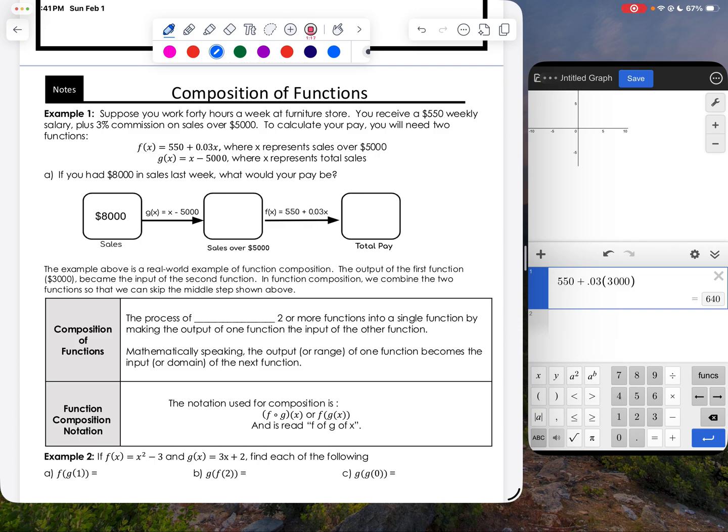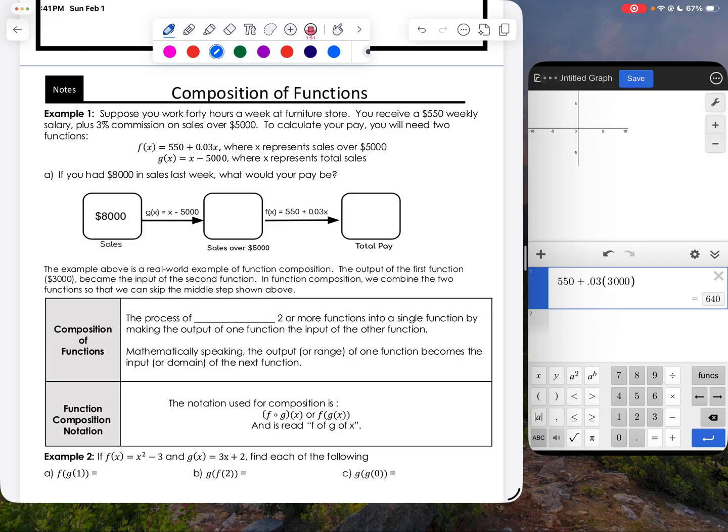answer. So in example 1, it says, suppose you work 40 hours a week at a furniture store. You receive a $550 weekly salary plus 3% commission on sales over $5,000. So in other words, you only get commission when you sell over $5,000. So let's say last week you only sold $4,000 in sales, then you would only receive your weekly salary. So you only get commission if you sell over $5,000.